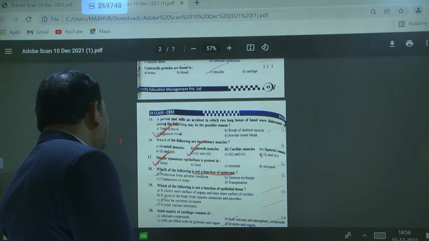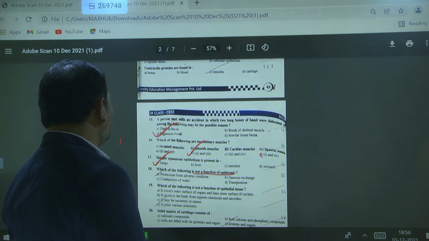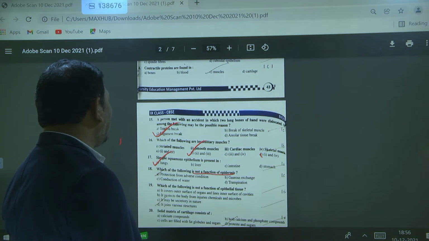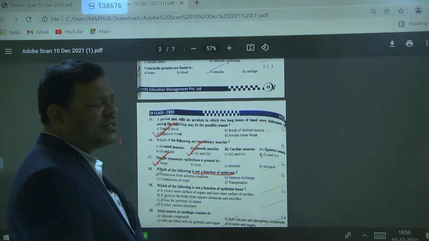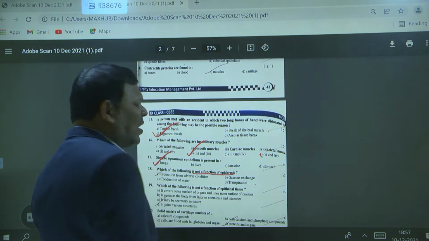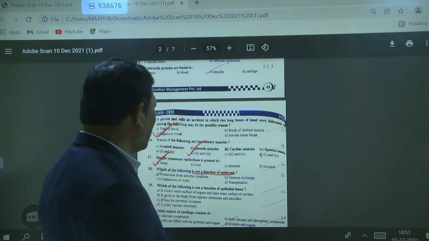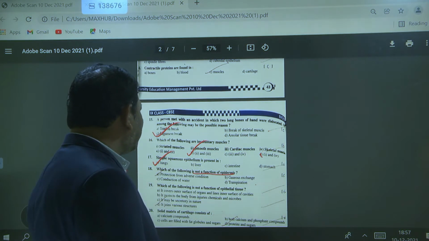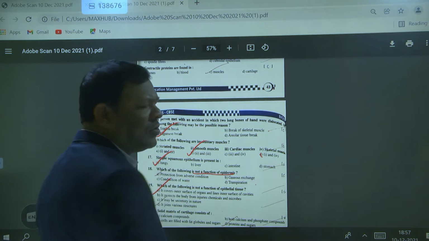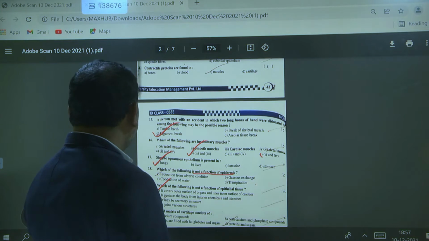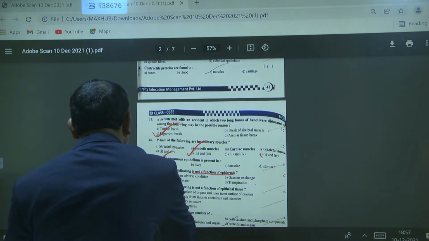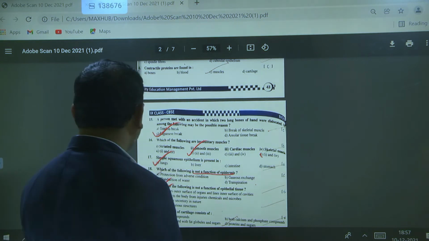Which of the following is not a function of the epithelial tissue? A. It covers the outer surface of the organ and lines the inner surface of the cavities. Is it correct or wrong? It covers the outer surface of the organ and lines the inner surface of the cavity. True. It protects the body from injuries, chemicals and microbes. This is also true.